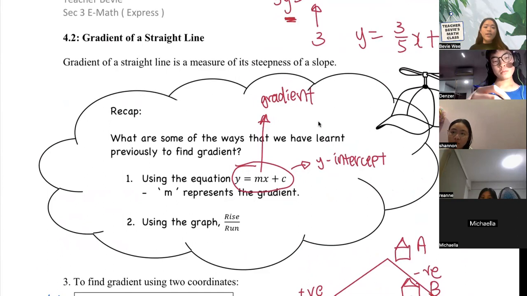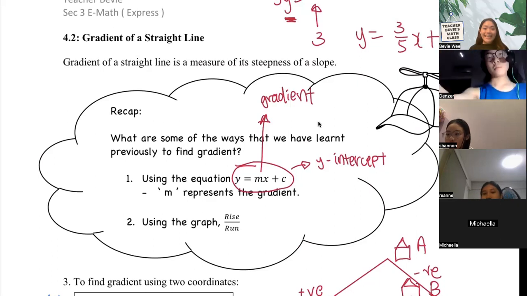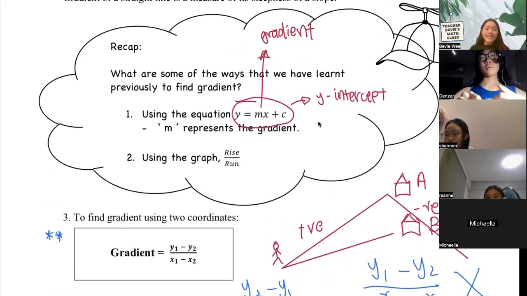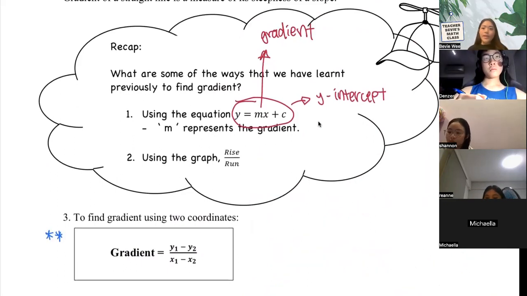Shannon and Rian, do you remember what is the third way? What is it? Just now, Shannon gave me the formula. Rian, your turn. Is it like y2 minus y1 over x2 minus x1? Good job. Yes. This is the third way for us to find our gradients this year. Okay, so no more already. Total 3 ways only.